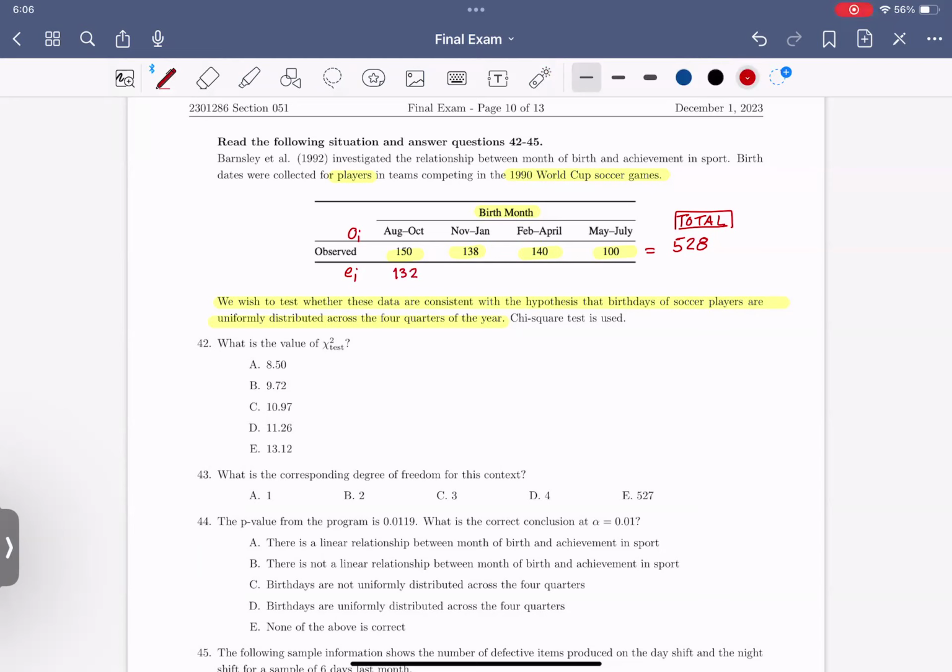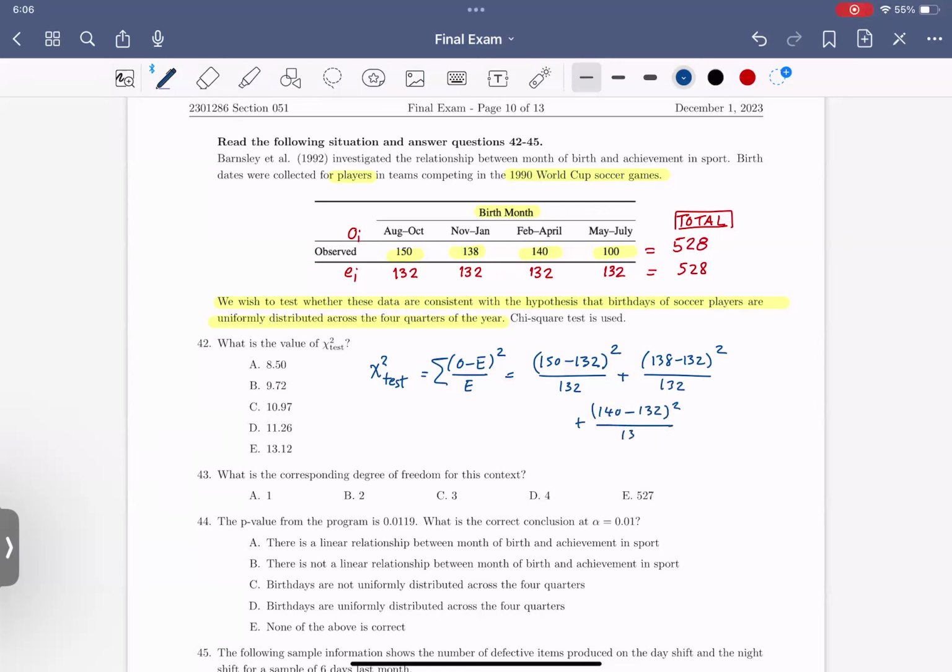So if the null hypothesis is true, it should be 132 all the way, right? It should be this one all the way. So this is the EI. That means when you have the chi-square test, this is O minus E squared over E, and then you sum it up. So it's going to be 150 minus 132, squared, over 132, plus 138 minus 132, squared over 132, plus 140 minus 132, squared over 132, and the last, 100 minus 132 squared, over 132.